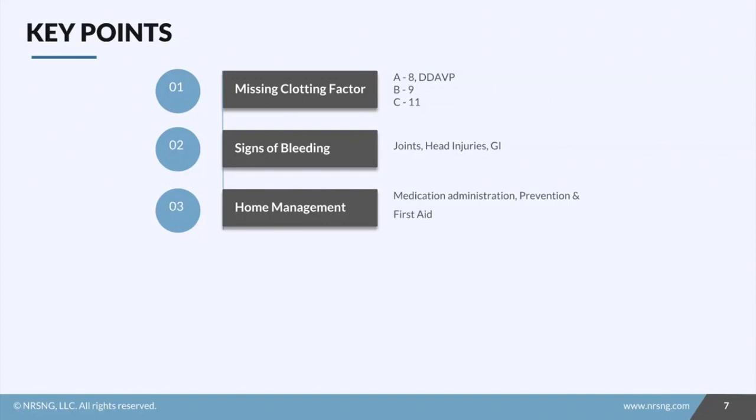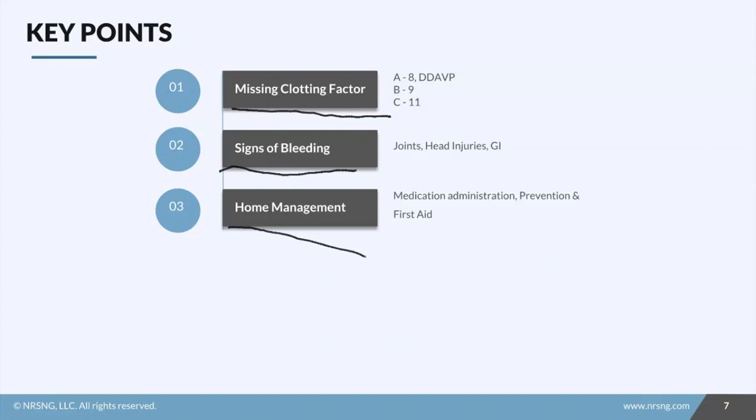So hemophilia is an X-linked recessive disorder where the patient is missing a clotting factor. Remember, hemophilia A is missing clotting factor 8, hemophilia B is missing clotting factor 9, and hemophilia C is missing clotting factor 11. Your assessment of a patient with hemophilia is all about looking for those signs of bleeding. So remember, we're looking for the obvious ones and also those less obvious ones like the ones under the skin, so joints, in the brain, or in the GI system.